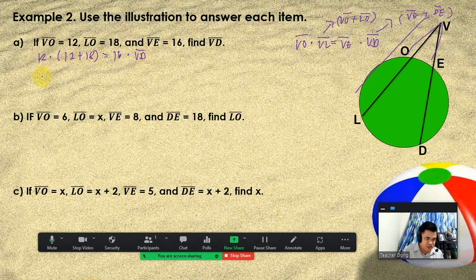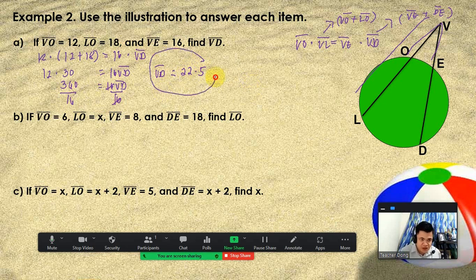So the next thing is you will simplify. 12 plus 18 is 30. So bring down 12 times 30 equals 16 VD. Then the next thing is 12 times 30 is 360 equals 16 VD. So to simplify this, we have to divide both sides by 16. So this will become 1, and then 360 divided by 16 is equal to 22.5. So that is the length of segment VD. So we are able to solve it using the representation segment VO times segment VL is equal to segment VE times segment VD. So that's it.